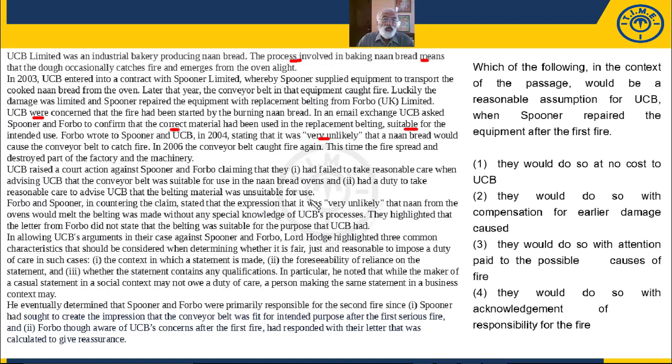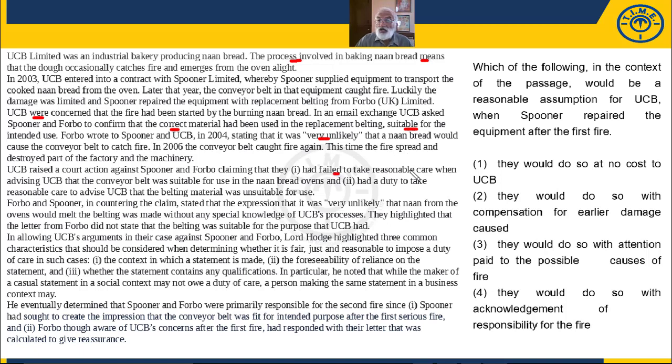In 2006, the conveyor belt caught fire again. This time the fire spread and destroyed part of the factory and the machinery. UCB raised a court action against Spooner and Forbo, and they made two claims, that they had failed to take reasonable care, right?